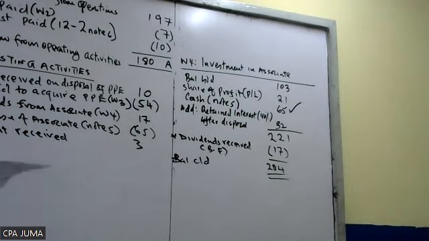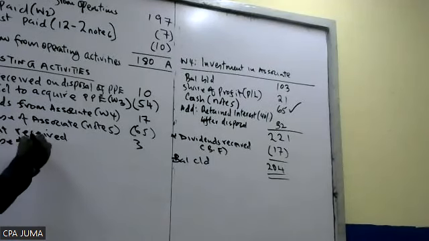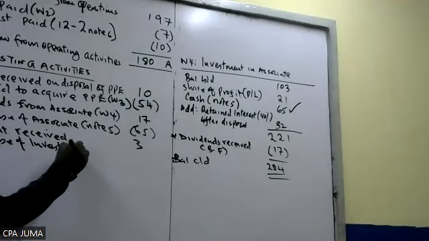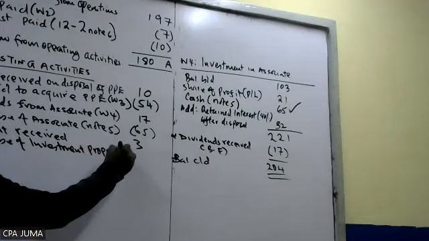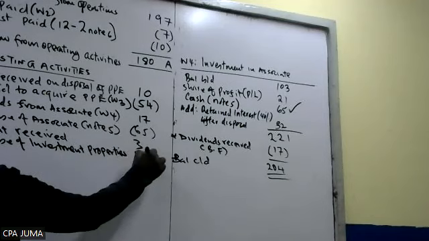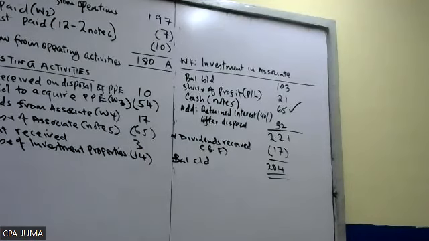Then we go to note 3, account for investment property. Some new investment properties were acquired at 14 million. So, purchase of investment properties, 14 million. That is a cash outflow.